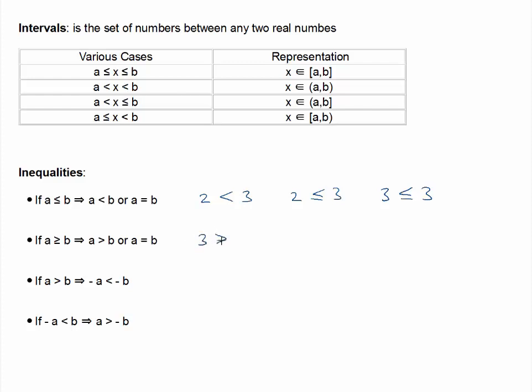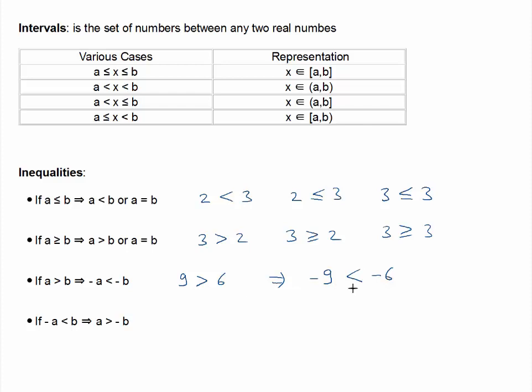Similarly, 3 is greater than 2, or we can write 3 is greater than or equal to 2, and 3 is greater than or equal to 3. All these three expressions are true. Next, if A is greater than B, that implies minus A is less than minus B. So if I have the inequality 9 is greater than, let's say, 6, and we multiply both sides by a minus sign, we get minus 9 and minus 6. Now if you notice, minus 6 is greater than minus 9.